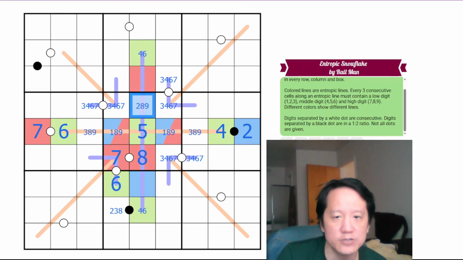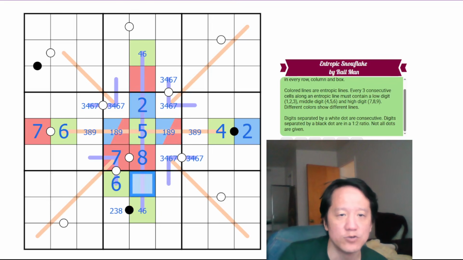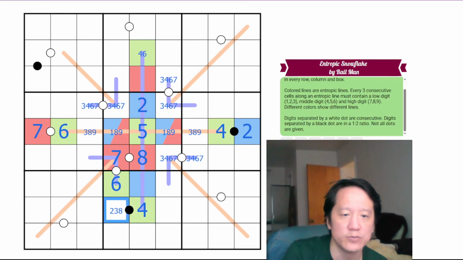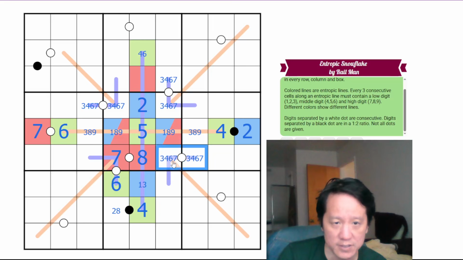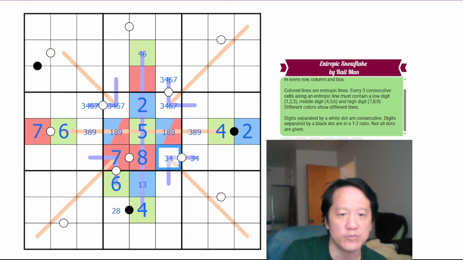So this has to be a 2 here. This is 1 or 3. This is 4 in a 1-to-2 ratio with 2 or 8. We're not sure which. This is 1 or 3 here. This 7 eliminates 7 in the rest. This can't be 6 and 7. Therefore, this has to be a 3, 4 pair.